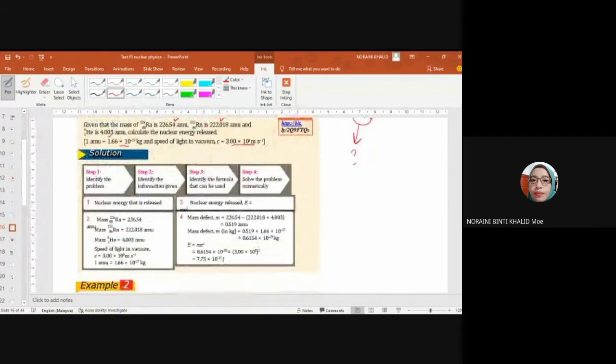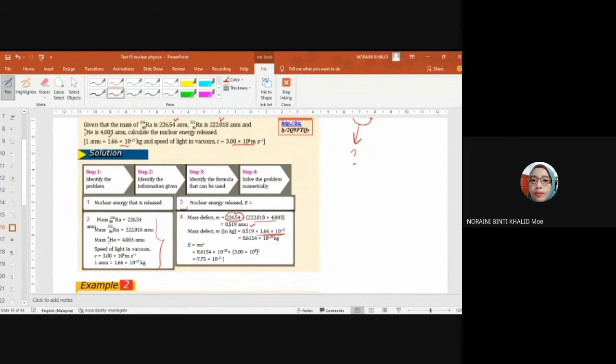Okay, so all the masses are already given. So how to calculate the mass defect? The mass before minus the mass after. So you get 0.519 AMU. So this unit must change to kilogram. Before you substitute into E equals mc squared, you need to convert AMU to kilogram. How to convert? Just multiply. Okay, so you will get it in kilogram.